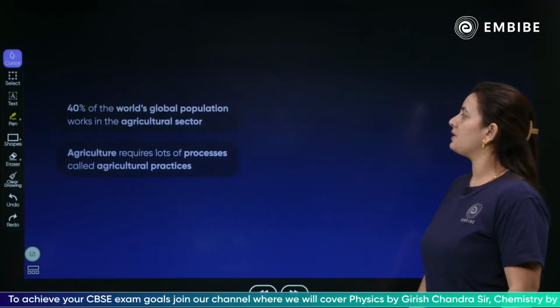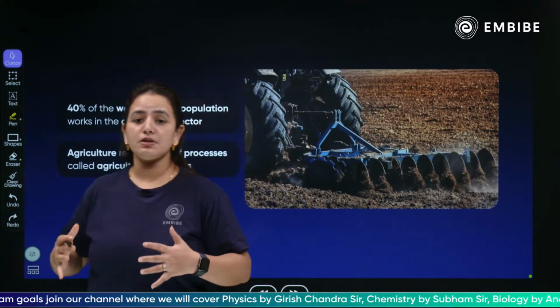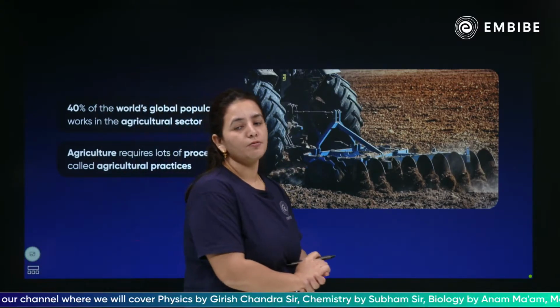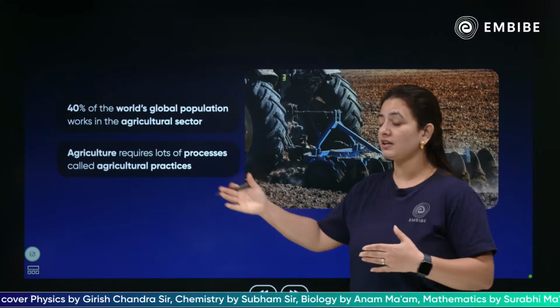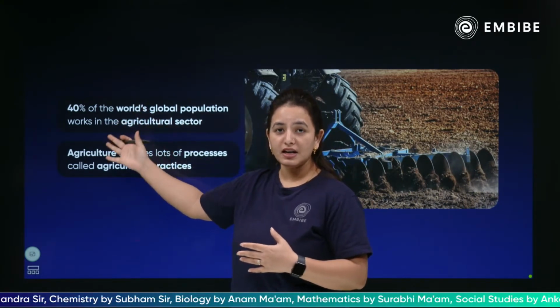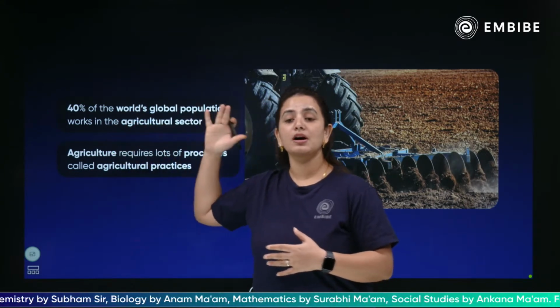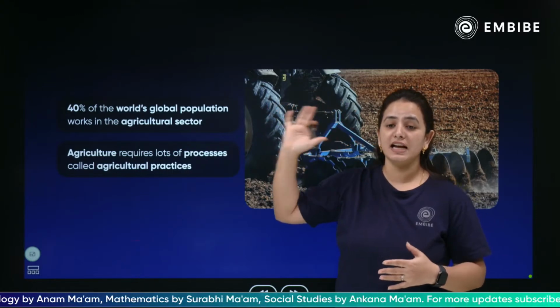Okay, moving forward, children. 40% of the world's global population works in the agriculture sector. Can you see how they are contributing to the GDP and the economic growth of the country? 40% of the world's global population is working in the agriculture sector.